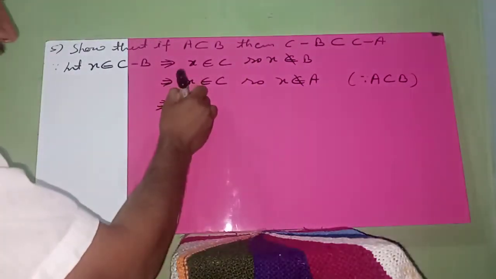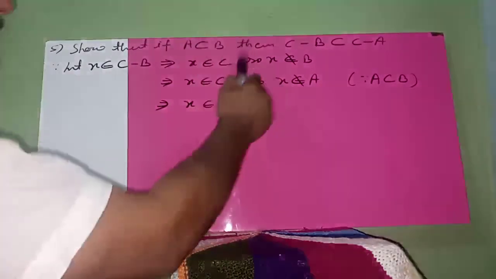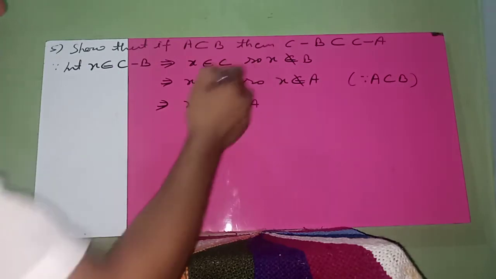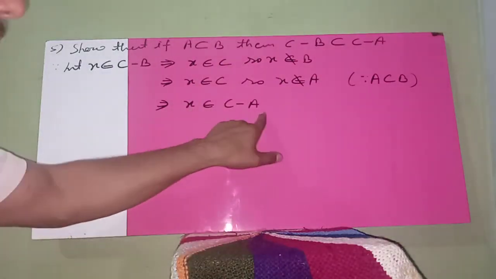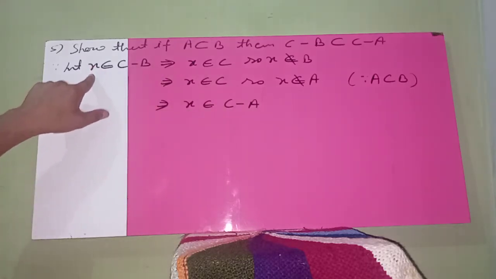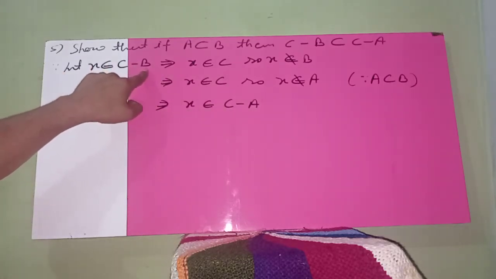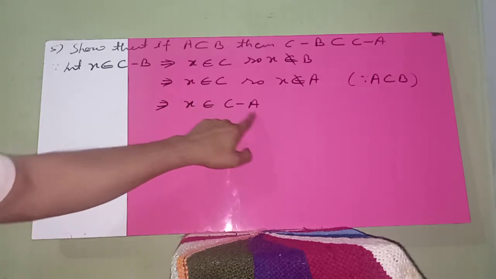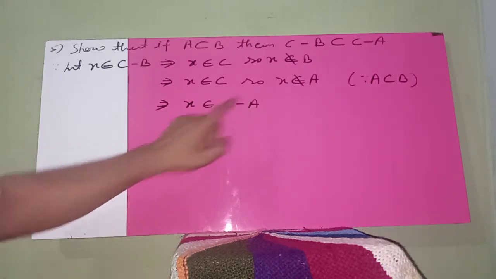तो इट मीन्स X इज द एलिमेंट ऑफ विच? C माइनस A. तो इट मीन्स X 100% किसके अंदर भी होगा? C माइनस A के अंदर भी होगा. तो आपको जो X एलिमेंट था वो C माइनस B के अंदर था, और X एलिमेंट आपको किसके अंदर भी मिल गया? C माइनस A के अंदर भी मिल गया.